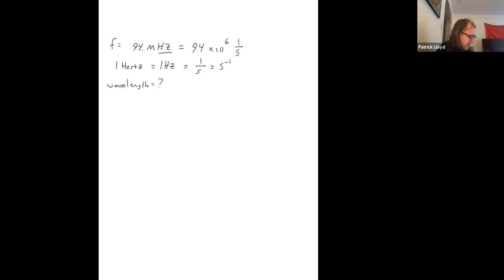Very simple. We have our relationship lambda times f equals c. So if we want wavelength, we're just going to divide both sides by frequency. Divide both sides by f and you get your wavelength. So again, the speed of light is a constant, 2.9979 times 10 to the 8th meters per second, divided by our frequency, which is 94 times 10 to the 6th, that's mega, 1/seconds.